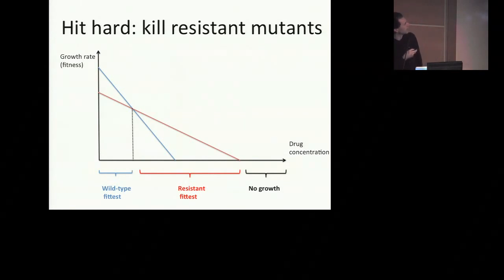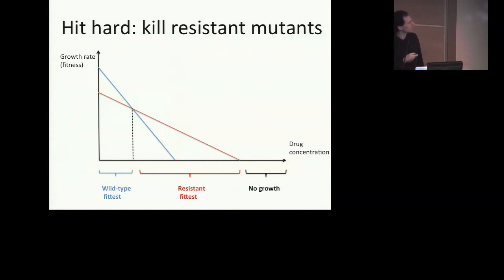If you give too little drug, then basically the wild type survives and they're just happily chugging along. However, if you give a little bit more drug, then it's actually the resistant mutants that become more fit, right? And what do we mean by fit? Well, they're basically more adapted. They're able to reproduce more. They're able to survive more.